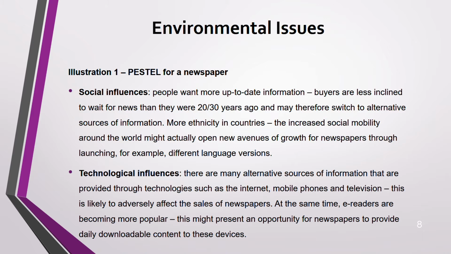Technological influences. Exactly, the thing which I was explaining: alternative sources of information. Earlier it was just the paper, the newspaper. Now you can read the same information on the internet, on your mobile phone, on your television, wherever you open, you will get it.